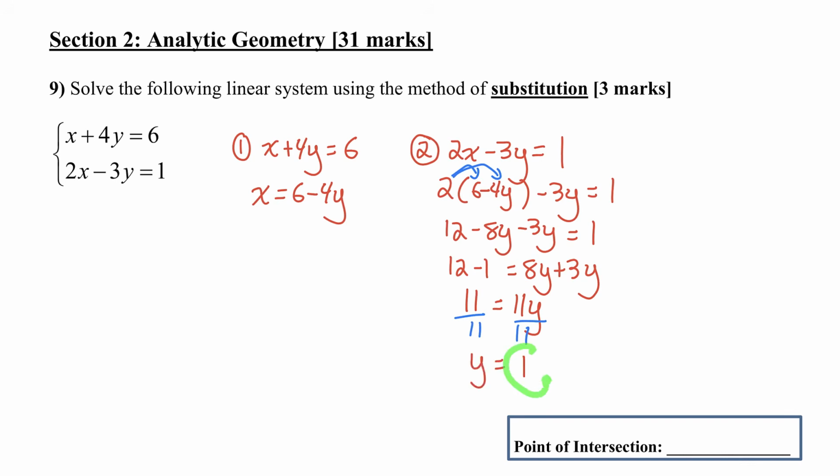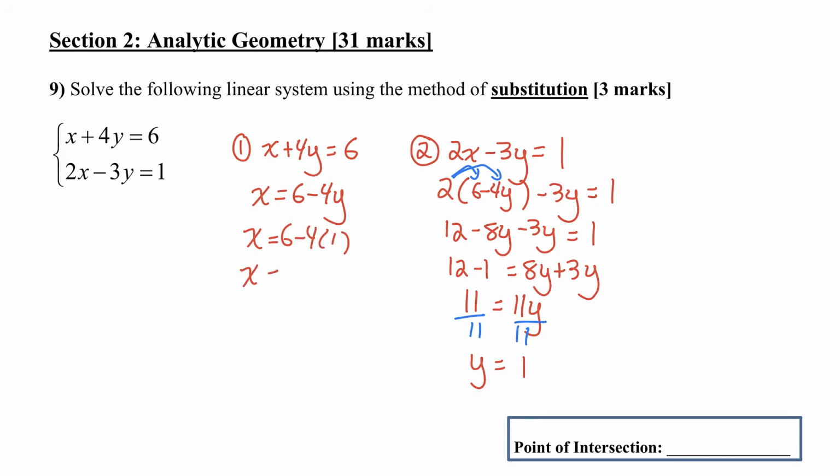I can now take that value of y I got and substitute it back in here for y, which will allow me to solve for x. So I'll have x equals 6 minus 4 times 1, which means x is equal to 2. So these values of x and y satisfy both of the original equations. That means that's where the lines would intersect. So we can say our point of intersection is the point (2, 1).